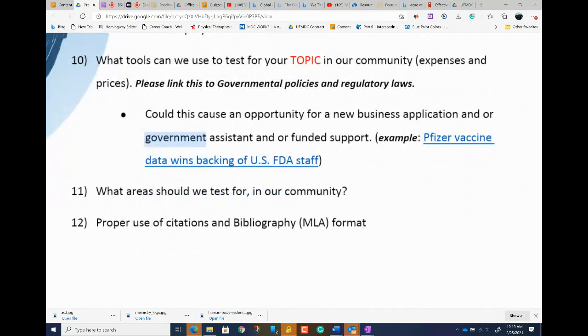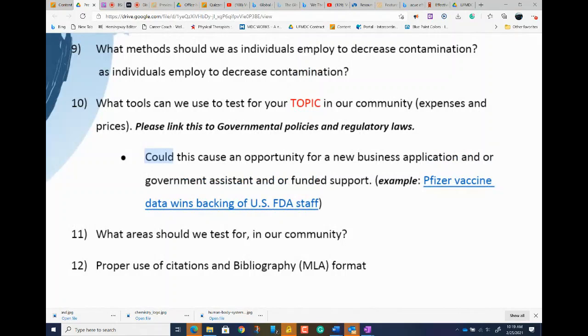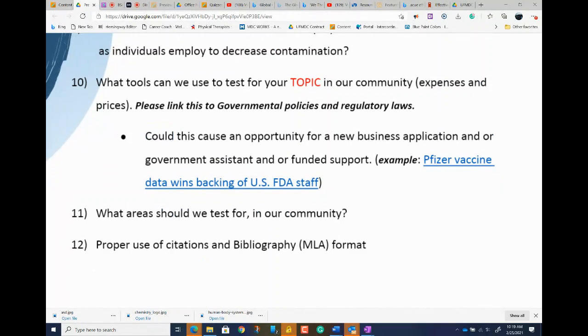So the next one says, what tools can we use to test for your topic? If you're picking a topic of water contamination, what tools would you use? Just research what tools they use to check the water. If you're talking about a moisturizer, what tools do they use to measure the proper amount of chemicals within the moisturizer, and so on.